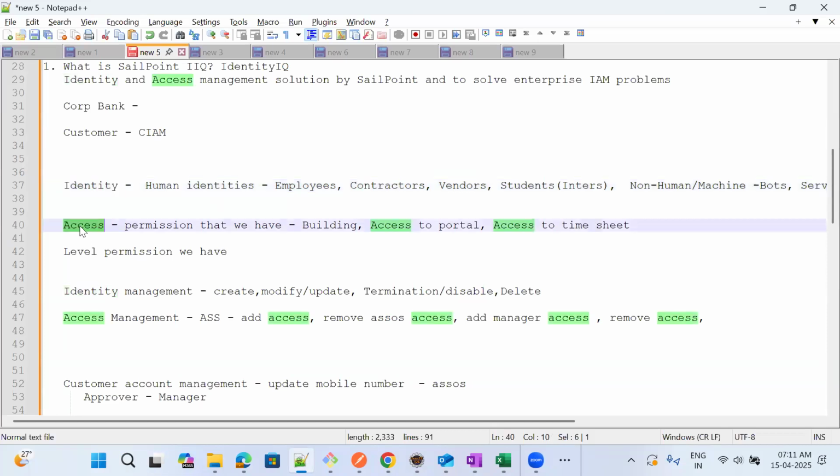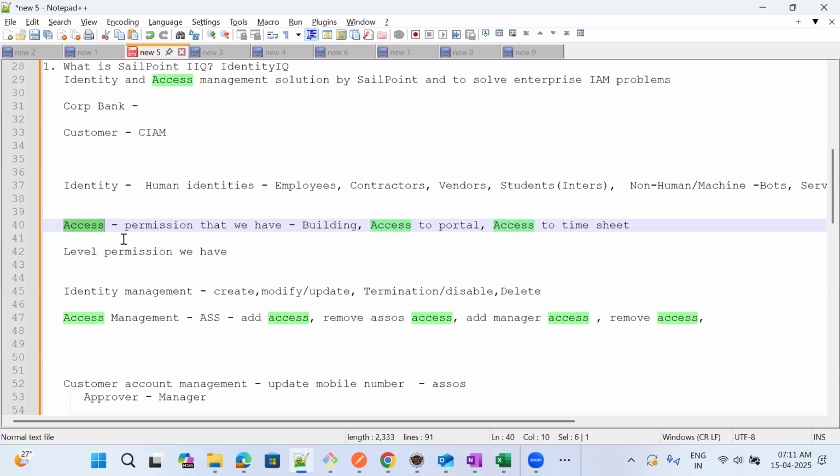And when we say access, it means the permission we have to a particular application. We don't just mean the permission for an application, we also mean the level of permission in that particular application. It could be admin permissions, or it could be read-only permissions, anything. Those cover the level of permissions. So that's what we mean by access.